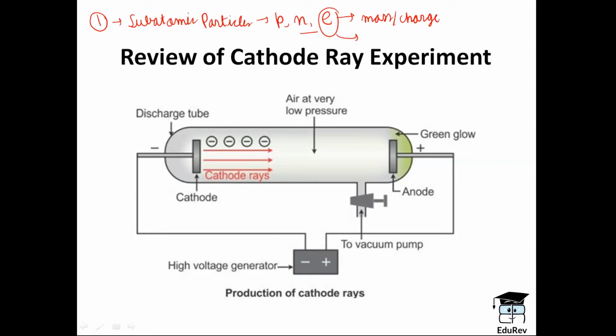Who discovered the electron? Electrons were discovered by J.J. Thomson. The experiment he used to determine the electrons was called the cathode ray discharge tube experiment. I will give you a review of this cathode ray discharge tube experiment.